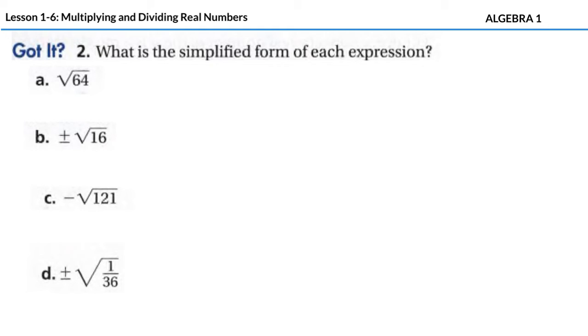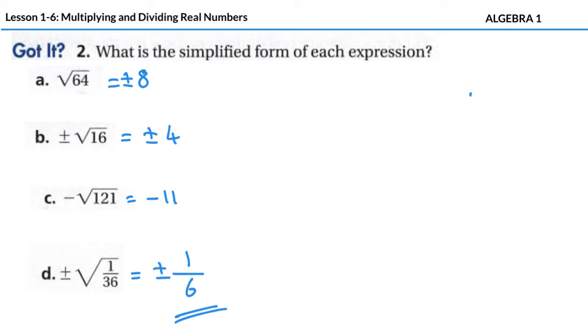Square root of 64, sorry. So square root of 64, what is it? It's 8. Of course, plus or minus 8. The next one, plus or minus square root 16. What is square root 16? It's 4, because 4 squared is 16. So plus or minus 4. What is negative square root 121? Negative square root of 121 is 11. And coming to a fraction, plus or minus, square root of 1 is 1. Square root of 36 is 6.